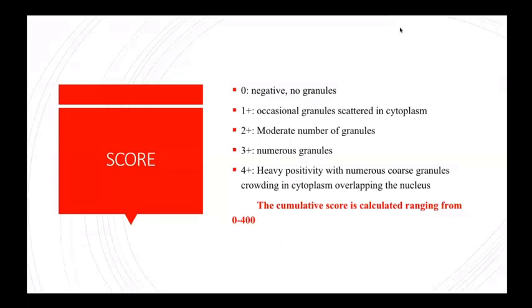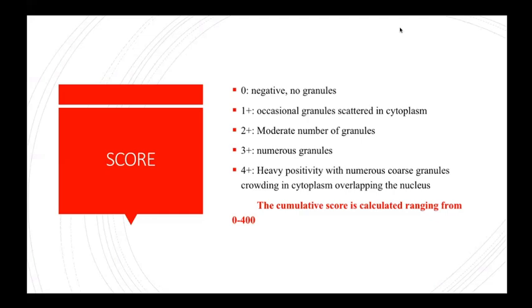The score ranges from 0 to 400, and the normal value is variable. So you need to establish a cutoff in your own lab to find a normal value, and then decide a low or a high score. 0 is negative with no granules. 1 is occasional granules scattered in the cytoplasm. 2 is a moderate number of granules, 3 is numerous granules, and 4 is heavy positivity with coarse granules crowding the cytoplasm.